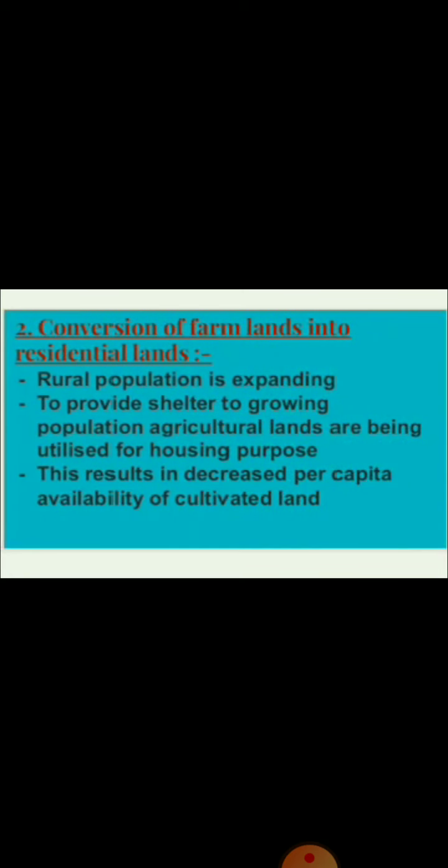Now the next rural issue is conversion of farmlands into residential lands. Conversion of farmlands into residential lands is not the only issue regarding urban areas. In rural areas also, farmlands are being converted into residential lands. A few decades ago, the rural population was limited, but now with the growing population, rural areas are expanding. And to provide shelter to the growing population, agricultural lands are being utilized for housing purposes in rural areas, and this leads to a decrease in per capita availability of cultivated land. So conversion of farmland is also an important issue.